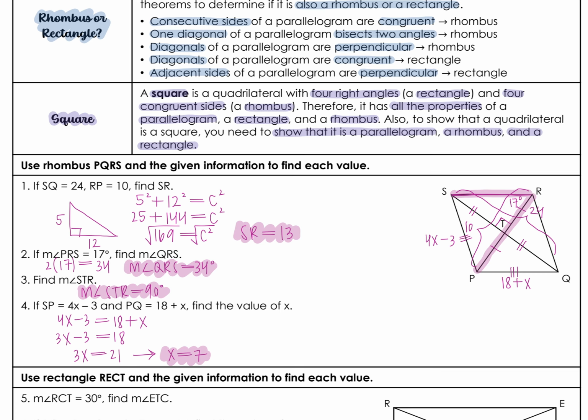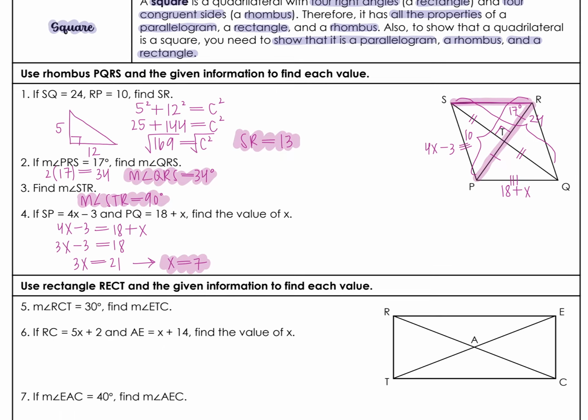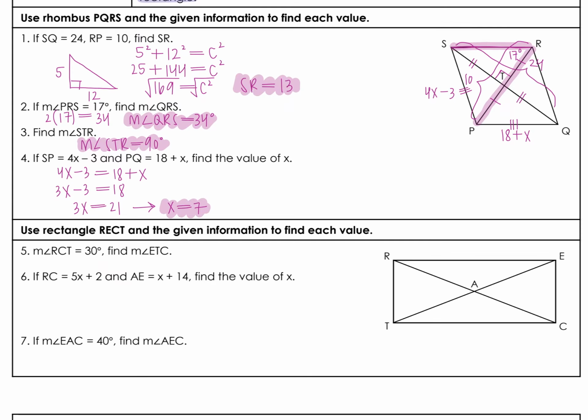All right, so moving into the next set of problems, we have, use the rectangle RECT and the information given to find each value. So starting off with this one here, we are given that the measure of angle RCT, that's going to be this angle down in the corner, is 30 degrees. And we want to find the measure of angle ETC.